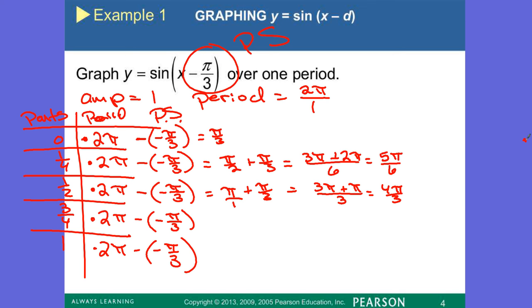Next part. 3 over 4 times 2 pi. 3 pi over 6. Can I reduce 3 pi over 6? Yeah. Okay, now, is this one right? No. So, wait. It's 6 over 4, right? That will reduce to what? 3 over 2. There we go. So 3 pi over 2 plus pi over 3.